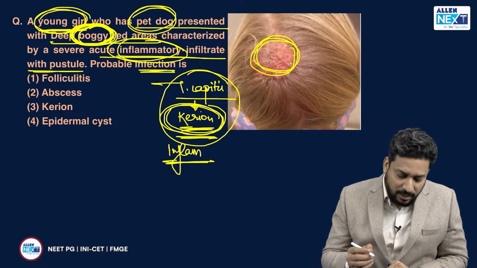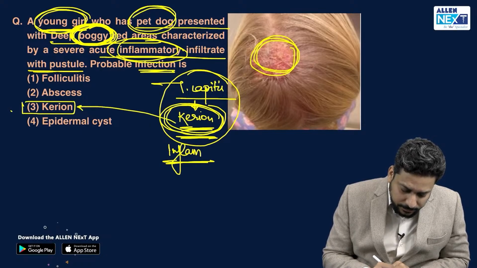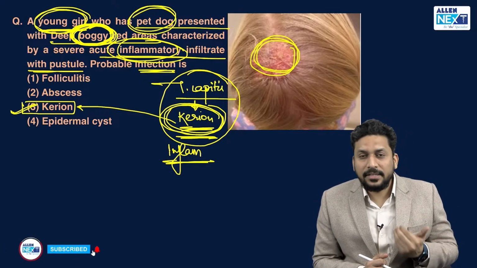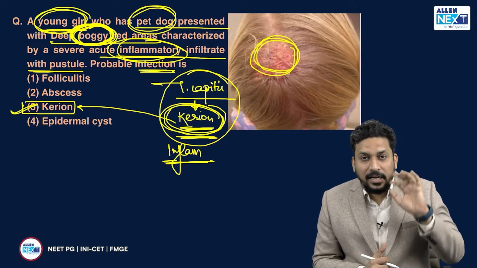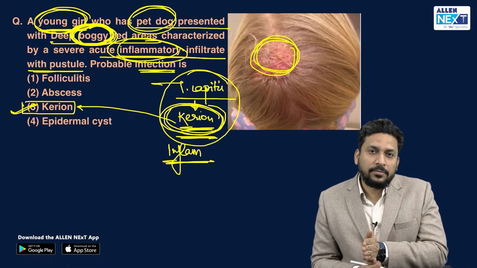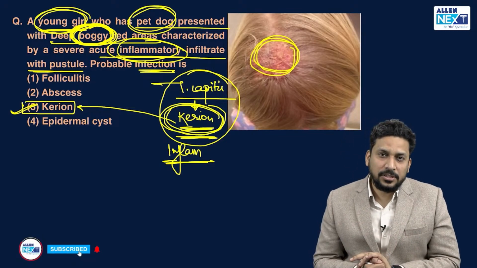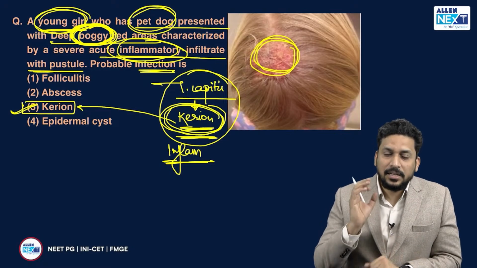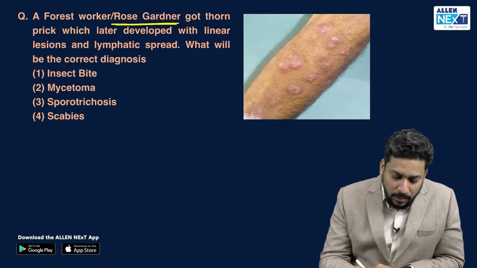And what is the probable infection? It is kerion. Don't get confused with a bacterial infection like folliculitis or abscess, because here there is boggy swelling in a child and there is a pet dog, so the fungus has been transmitted from the animal to the human, and that's why a lot of inflammation is present, not due to bacterial infection. So the answer is not folliculitis, the answer is what? Kerion.